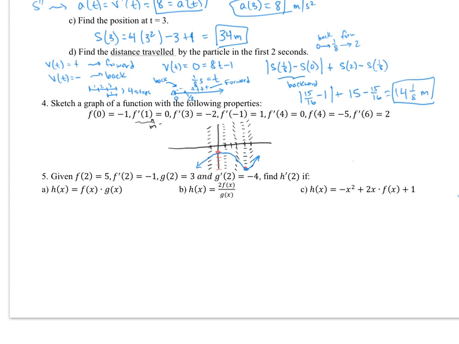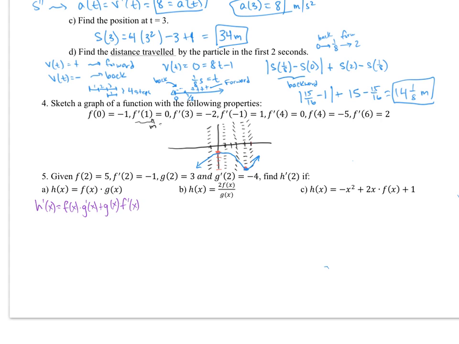Alright, moving on to number 5. Take a look here. I've got f of 2, f prime of 2, g of 2, g prime of 2, and I'm asked to find h prime of 2 if I'm given the following conditions. So over here I have h of x equals f of x times g of x. So since I want to find h prime of x, I'm going to go ahead and use the product rule, and we know it's going to be the first times the derivative of the second plus the second times the derivative of the first. So put times there.